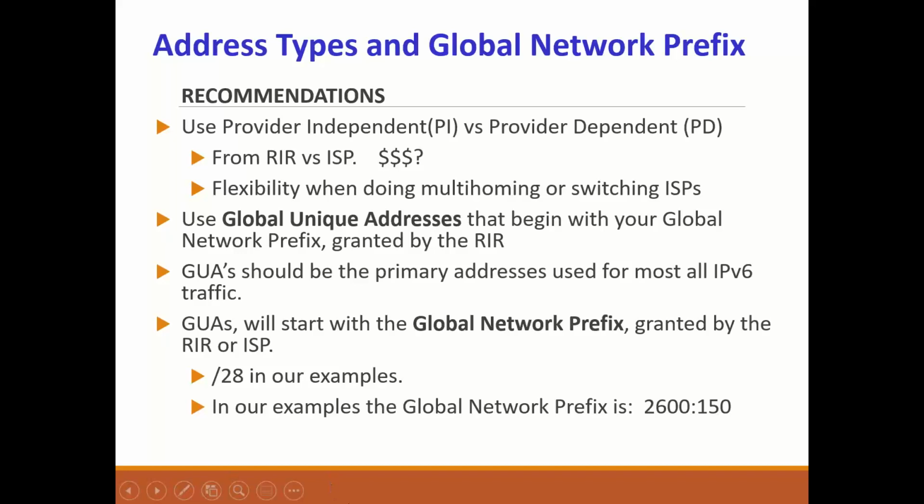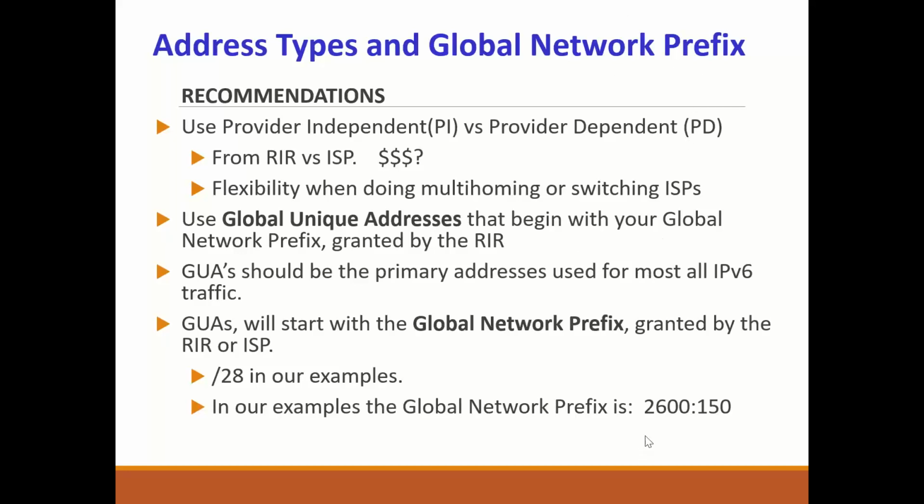So let's talk just a little bit about the address types and our global network prefix and how that fits in there. A couple recommendations here: when you go to get your address space, do you want it to be provider independent or provider dependent? And what the heck does that mean? I think Nalini covered that last week, but basically it means you're going to get it from the RIR, like ARIN or APNIC, or you're going to get it from your ISP.